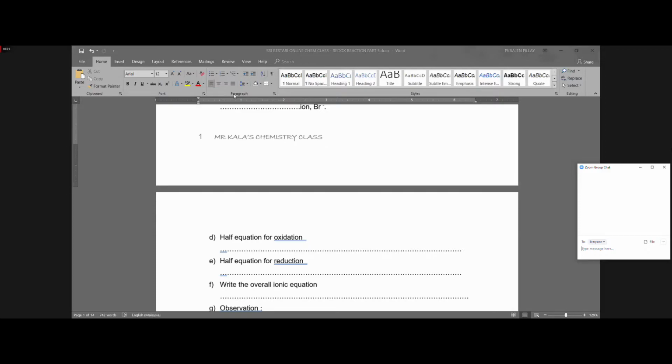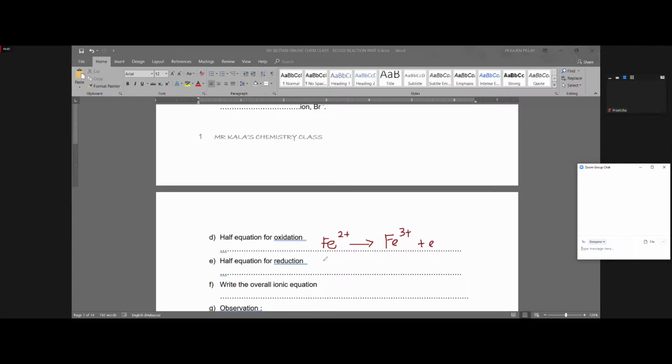All right, I'll guide you quickly. Fe2+ becoming Fe3+ because iron 2+ is oxidized. The reducing agent becomes oxidized, correct? Let's write the half equation. We have done this one the other day also. Fe2+ arrow Fe3+ + e-. Is that correct? This is your half equation for oxidation.